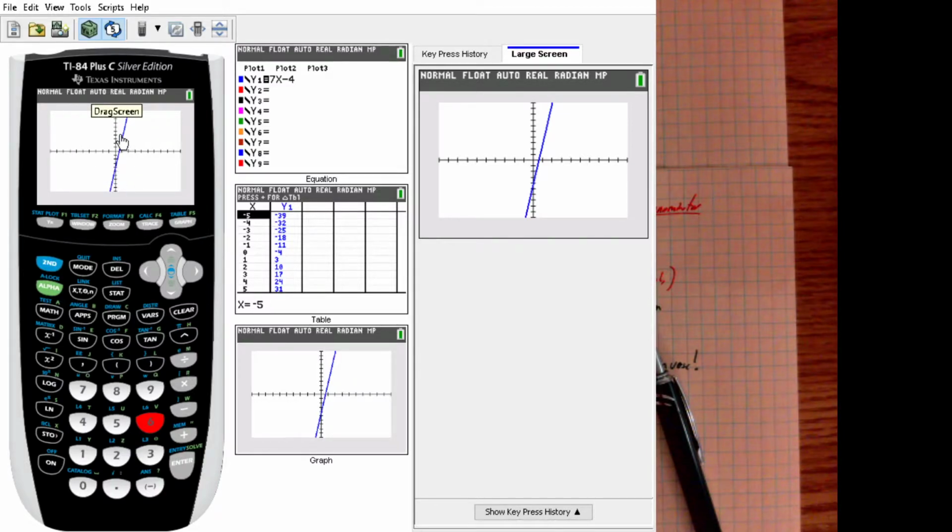So there's no gaps in the graph anywhere. And that's what the range is looking for. It's asking, hey, on the x-axis, is there any gaps in the graph? On the y-axis, is there any gaps in the graph? Let's compare this to our next problem.